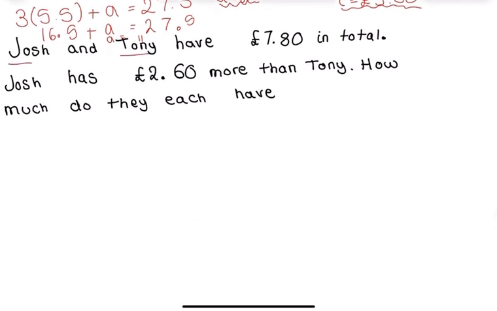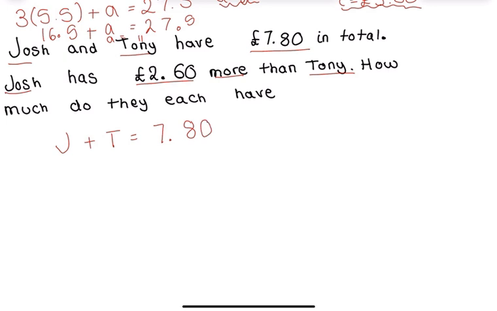Josh and Tony have £7.80 in total. Josh has £2.60 more than Tony. How much do they each have? Now here, it's going to be a bit trickier to set up our equations, but let's have a think. Josh and Tony have £7.80. So that's the first one.